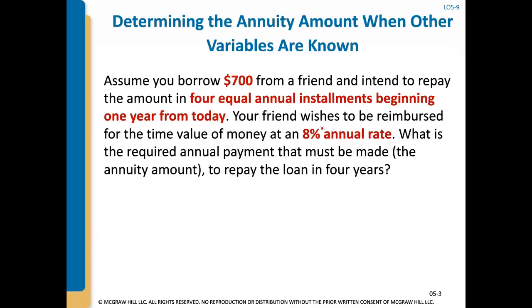When you have an unknown variable, whether that's the interest rate, the annual installment amount, or the number of periods, it's really an algebraic equation that you have to solve for x. So we'll go through it.